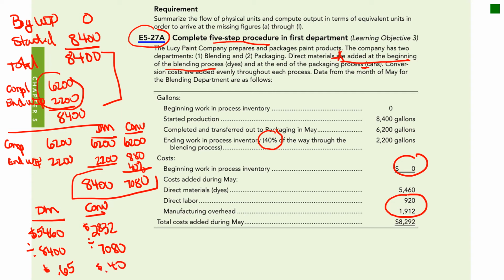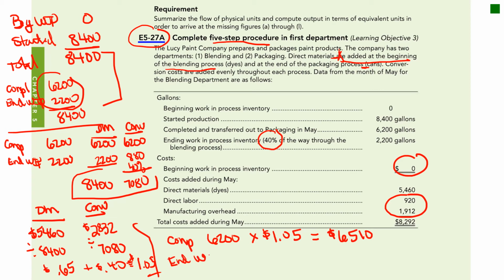Once you've got that, now you can do your assignment of cost. One of the things I tell my students, if you just take the 65 cents and add that to the 40 cents, that's going to give you $1.05. That's kind of a shortcut. So if they completed and transferred out 6,200 units, you could really just multiply that by $1.05. If you do that, that's going to give you $6,510.